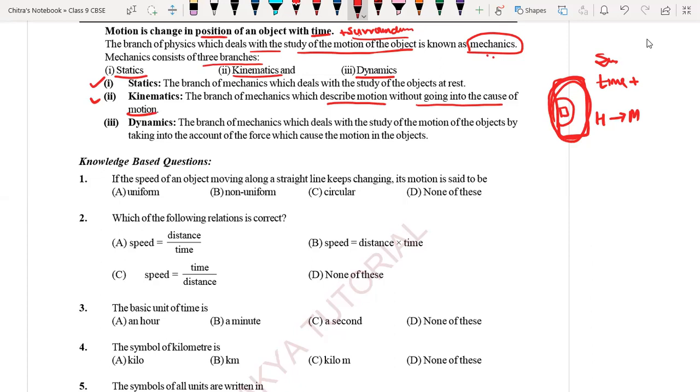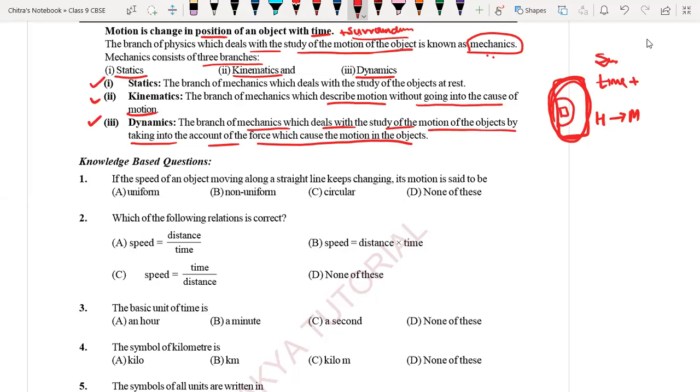Next we have dynamics. Dynamics is again the branch of mechanics that deals with the study of motion of an object by taking into account the force which caused the motion. So here we are going to understand motion along with the cause, that is, how motion is being performed by the object.